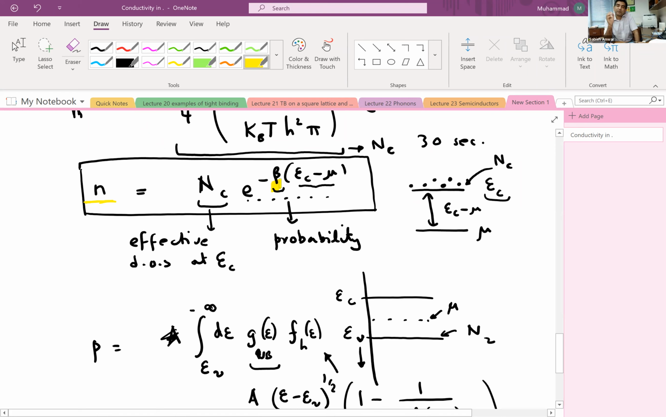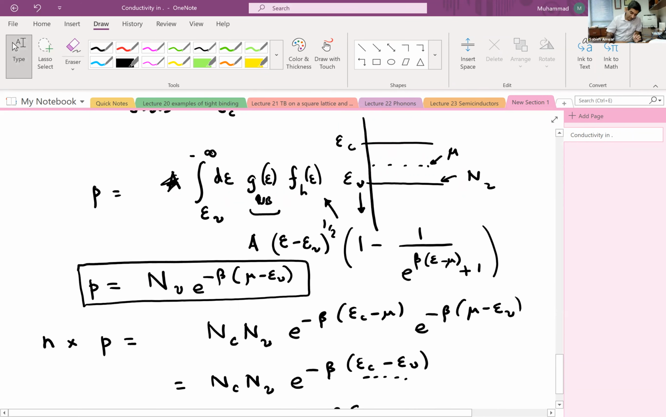Now, does it depend upon the location of the chemical potential? Yes, it does. The further up the conduction band edge is from the chemical potential, the smaller n will be. So it does depend upon the chemical potential. Likewise, we can make the same argument for the holes.